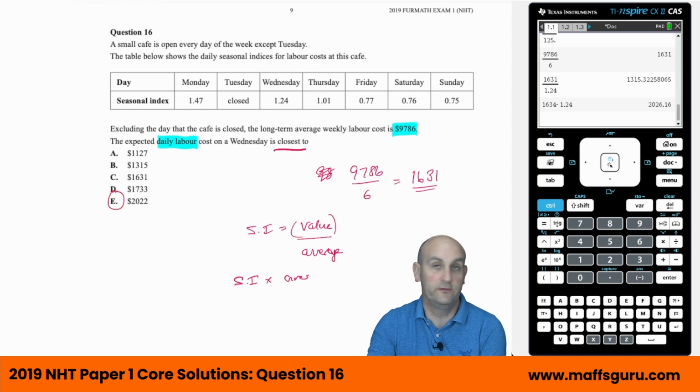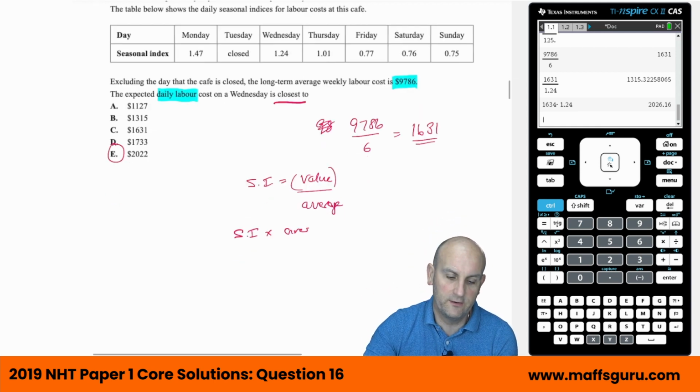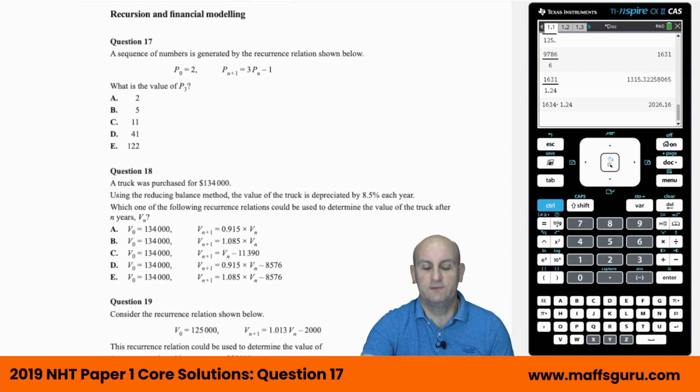And what you can see on my calculator is, yes, initially I divided and I was like, oh, that's not right. Make sure you get your formula correct. Moving on to recursion and financial modeling. Hopefully the questions start easier and get more complex.